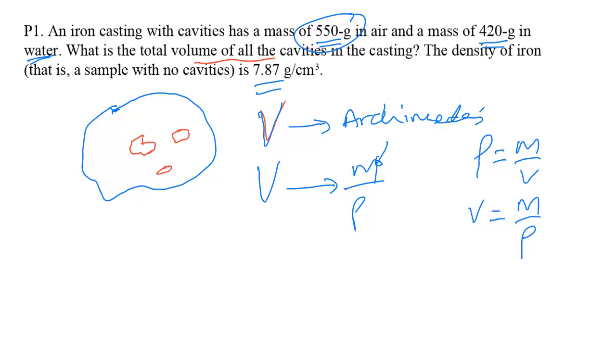So if we know the volume for just the iron, and we know the volume for the iron plus cavities, then we can find the volume of the cavities.